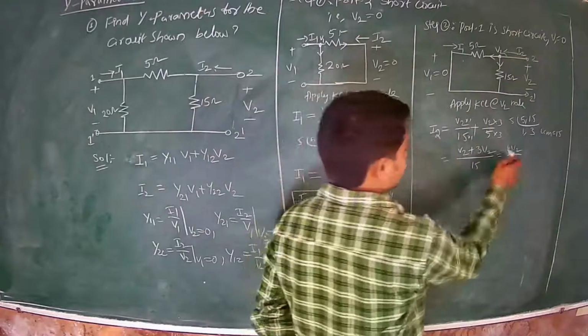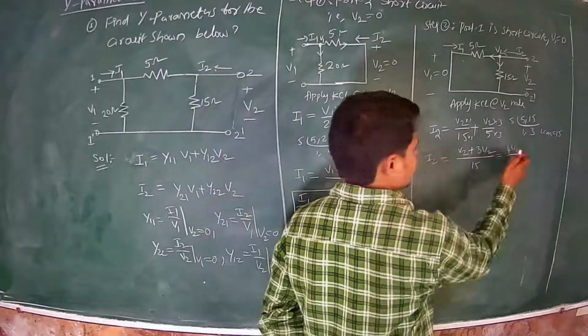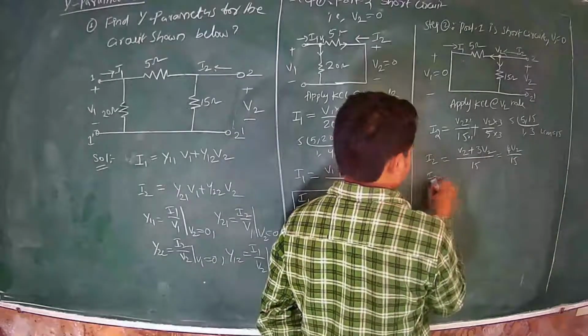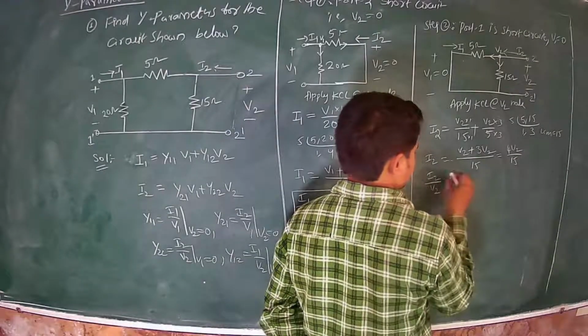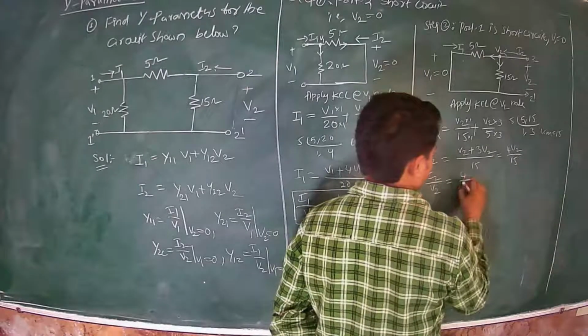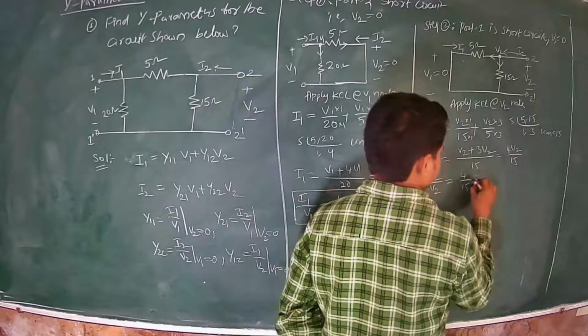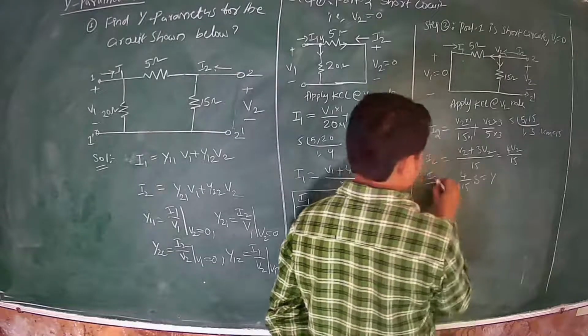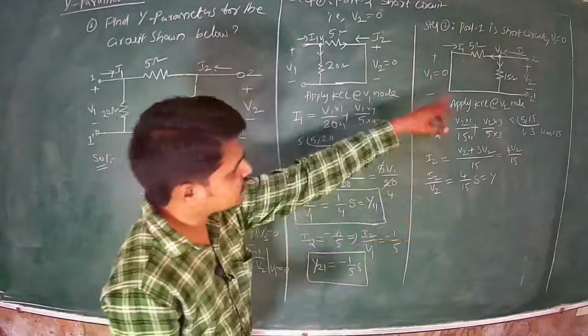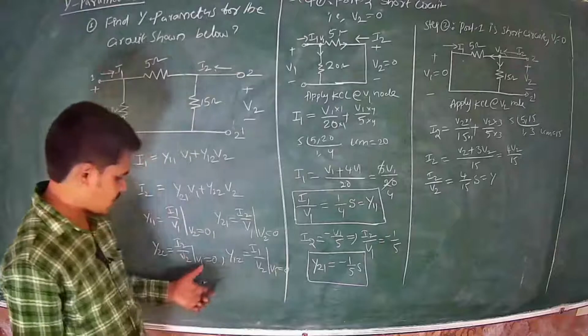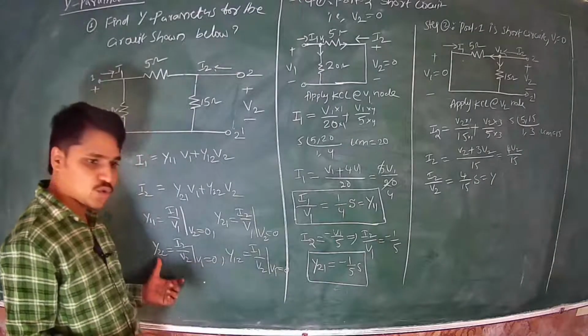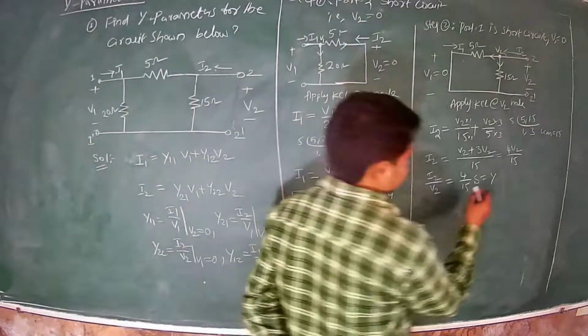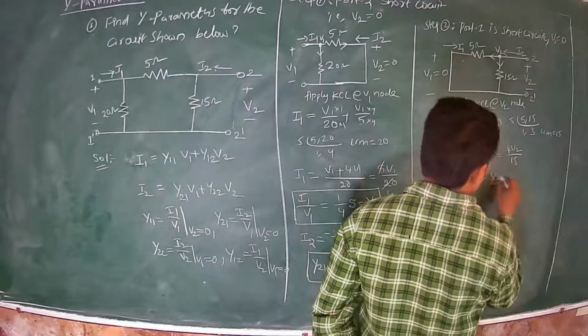Now, this is I2 equal to 4V2 by 15. Bringing V2 to this side, I2 by V2 equals 4 by 15 Siemens. So what is this? I2 by V2 when V1 is 0 is nothing but Y22. Therefore, this is our Y22.